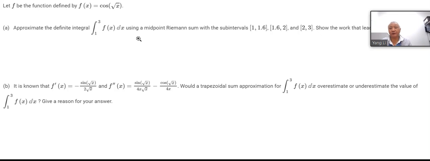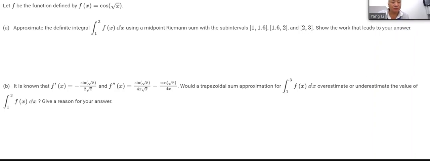Okay, now let's look at this question. They said let f be the function defined by f(x) equals cosine squared x. Approximate the definite integral from 1 to 3 of f(x) dx using the midpoint Riemann sum with intervals of 1 to 1.6, 1.6 to 2, and 2 to 3, okay?